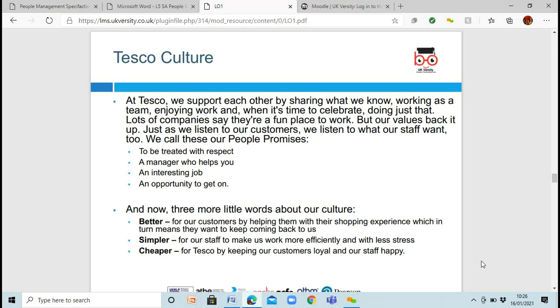Simpler, for our staff, to work more efficiently and have less stress. I think everybody wants that. And then cheaper for Tesco, by keeping our customers loyal and our staff happy.